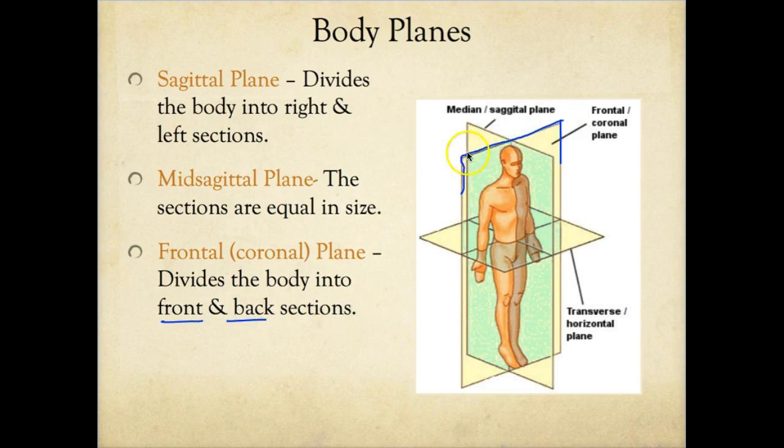If I do a frontal or coronal plane, notice that I'm going to get parts of both lungs. So I will see some of both sets of lungs. I'll see my right lung and my left lung because of the way the plane is.